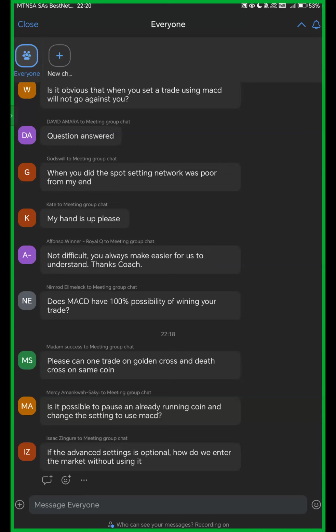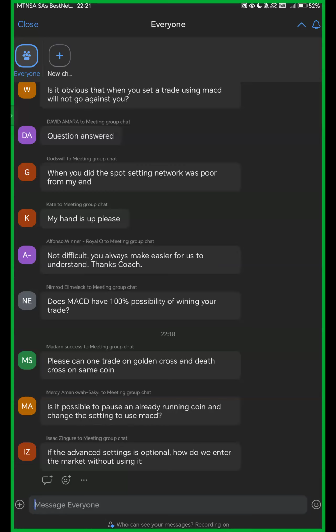The advanced setting is optional. You can set a trade without advanced setting. You enter a trade at current price. For example, when they give you a signal to trade a coin, you can trade that coin without touching the advanced settings section. It is optional. You can trade without it. You only touch advanced when you don't want to enter at the current price. You want a condition for the trade to be triggered with, which is the MACD condition.